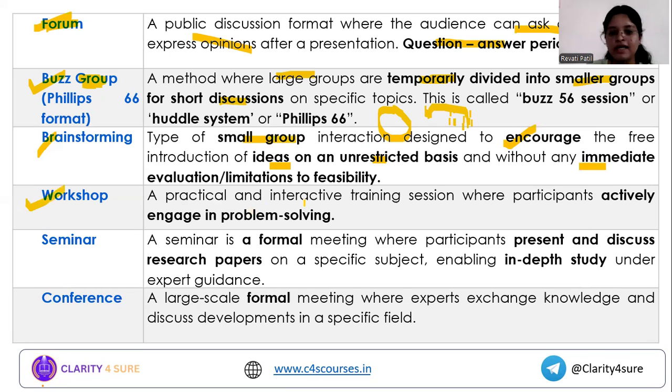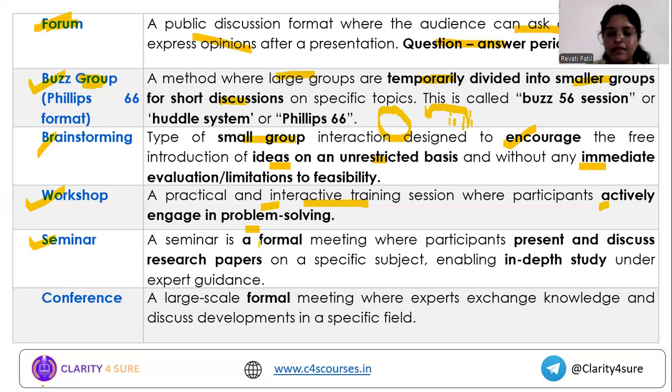Next is workshop. Workshop is a practical and interactive training session where participants actively engage in problem solving. For example, there is hands-on training or practical training provided. For example, एक agriculture officer ने drip irrigation की technicalities and actual construction of the pipes के लिए एक workshop arrange किया है. उस workshop में every technicality of the construction of a drip system will be given. Practically, that knowledge will be transferred to that particular group of farmers. So yes, this is what a workshop is.